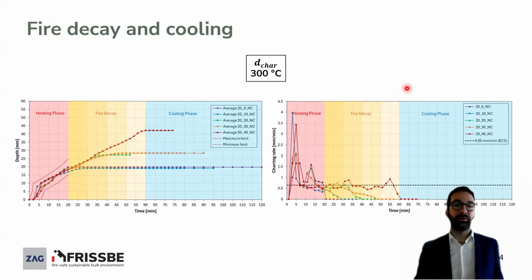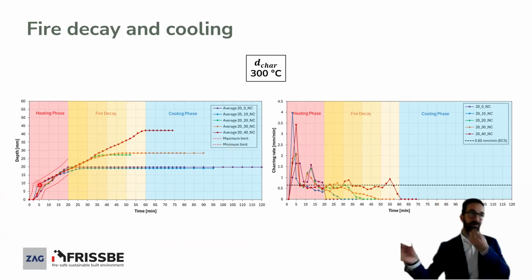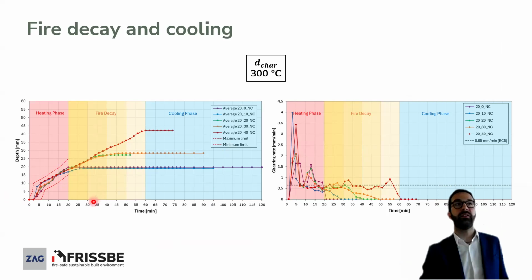Then we did the same problem, but with a fixed heating phase, so 20 minutes at 50 kilowatts, and then different fire decays. Here you see the case of 10 minutes fire decay, 20 minutes fire decay, 30 minutes fire decay, and 40 minutes fire decay. You see it in the legend.